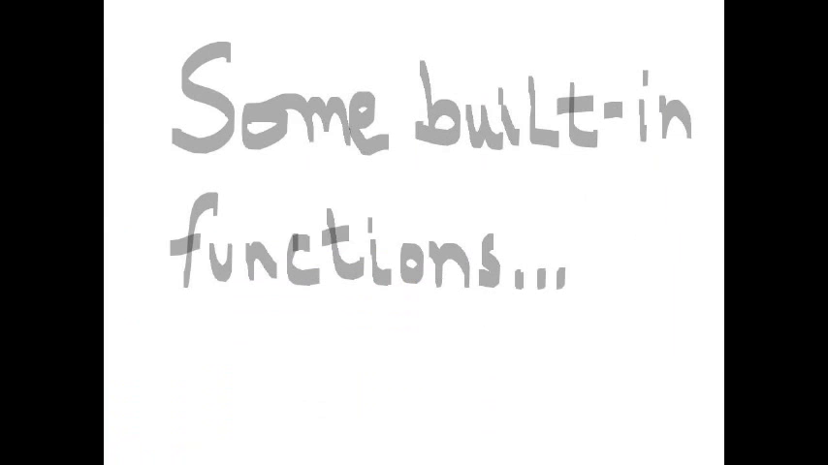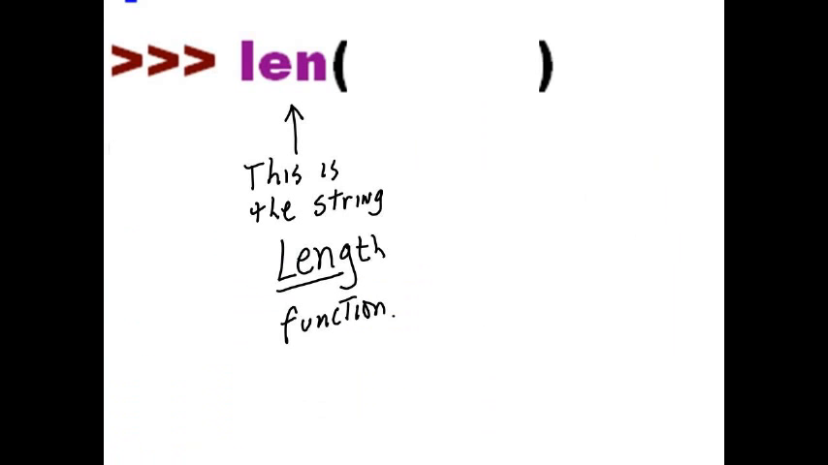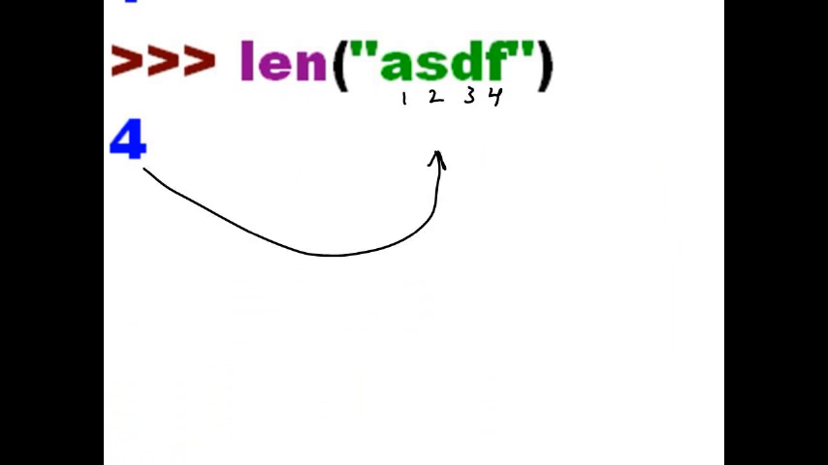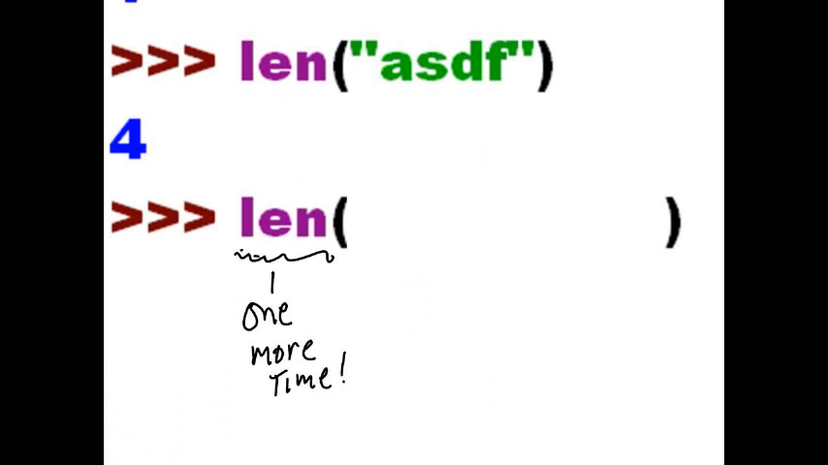Now, some built-in functions. Here's the built-in function, len. This is the string length function, len. I handed some characters. How many characters are here? ASDF. There's 4 characters. I hit enter, and bingo, it gives me 4. One more time. Length, len. I handed ASDF, that's 8 characters. I hit enter. Ta-da, I get 8. Notice the string that I handed is enclosed within double quotes.